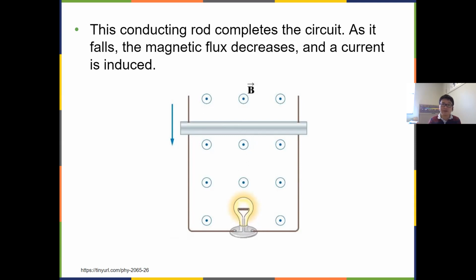So the flux phi, equal to B times A, is decreasing. In that case, the flux is changing, so there will be an induced EMF in the circuit and on this rod. A current will be induced in the circuit, so the light bulb will light up.